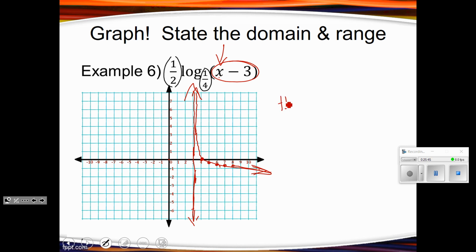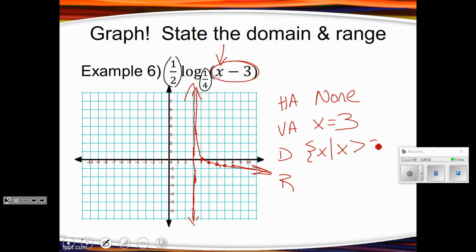Okay? So HA, VA, domain, and range. HA is going to be none. Our vertical is at x equals 3. Our domain is all x's so that x is greater than 3. Again, you can use your vertical asymptote to help you with your domain. And your range is going to be all reals because it's forever up and forever down. Okay, we're finished.